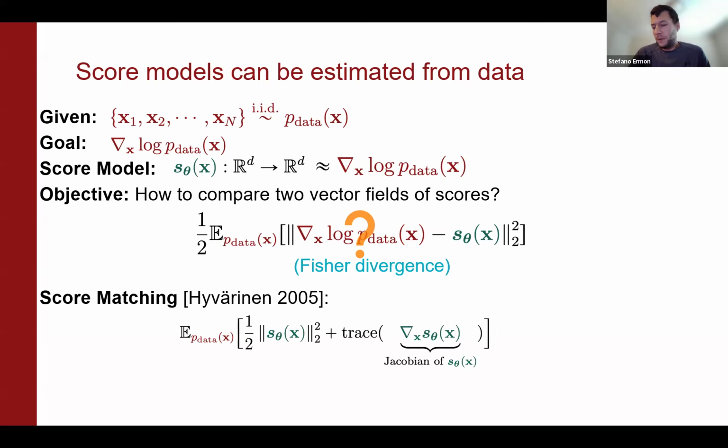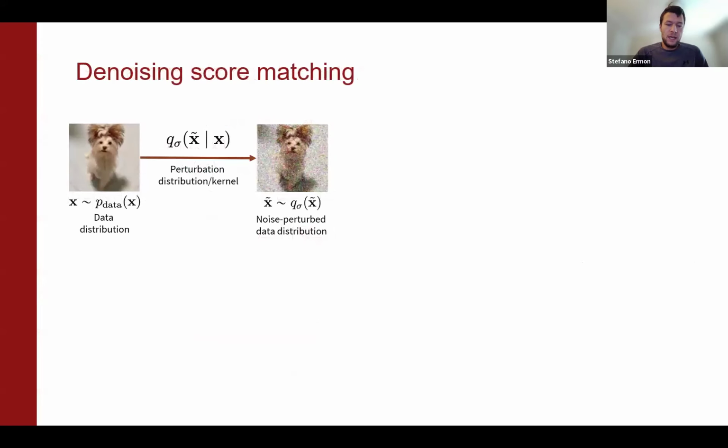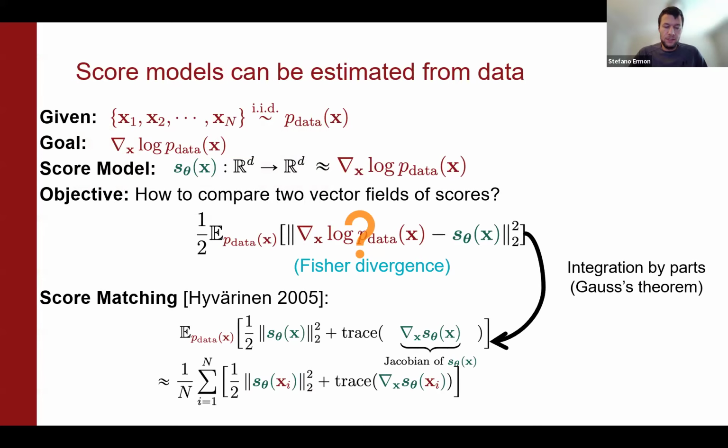Turns out you can do integration by parts, basically, and you can convert it into an equivalent loss function up to a constant, which only depends on the model. It no longer depends on the data density. And you can approximate the expectation with respect to the data distribution with the training set sample average. And this defines an objective function that you can optimize as a function of your neural network. Now, this is not quite scalable because it involves higher order, this trace of the Jacobian term, which is kind of expensive.